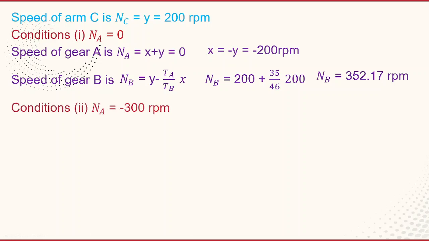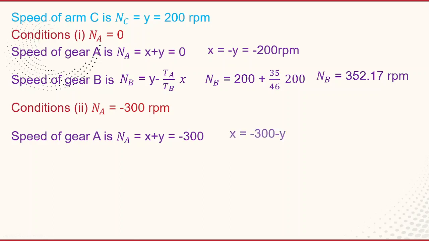Next, second condition. The speed of gear A is 300 rpm clockwise, so minus 300 rpm. According to this condition, again you can find the x and y values. The speed of gear A, x plus y, is equal to minus 300, and x is equal to minus 300 minus y. So x is minus 300 minus 200, so x is equal to minus 500.